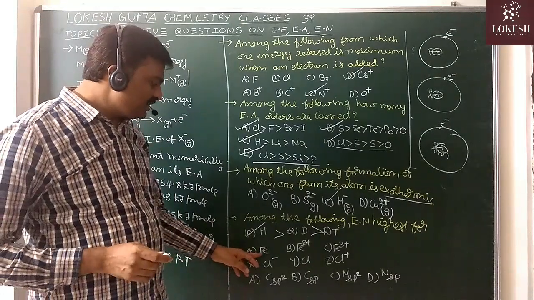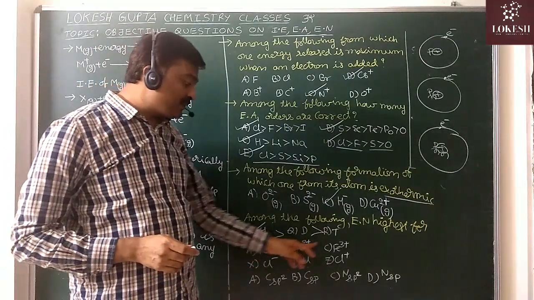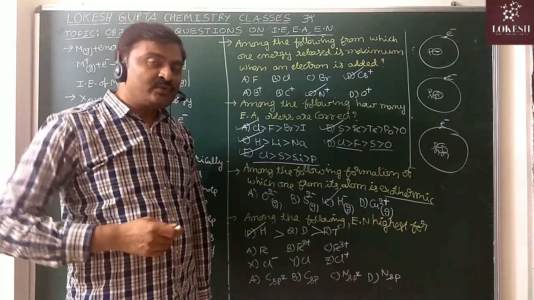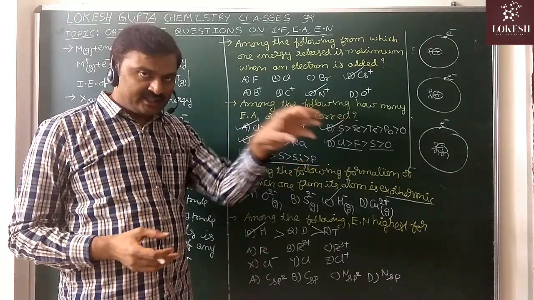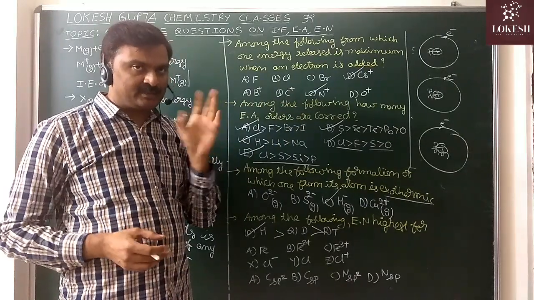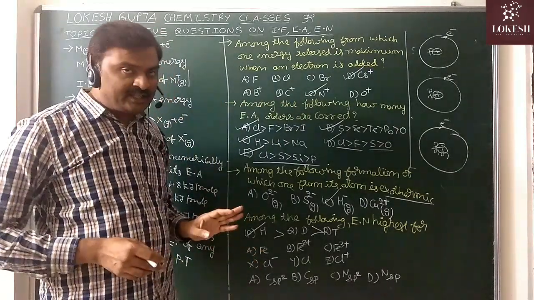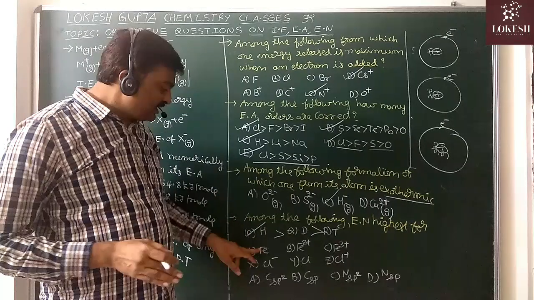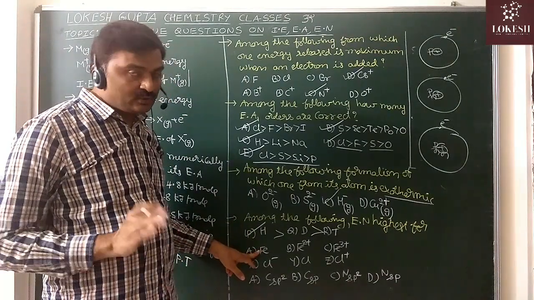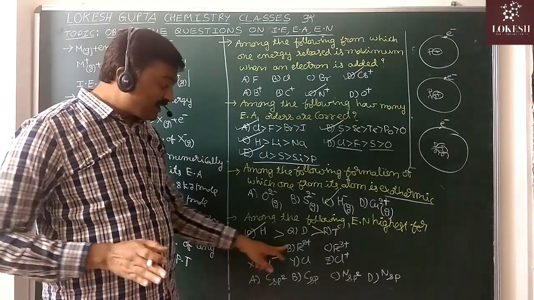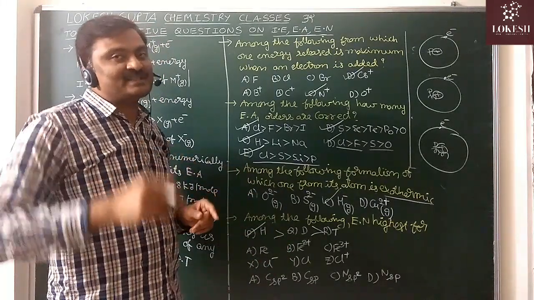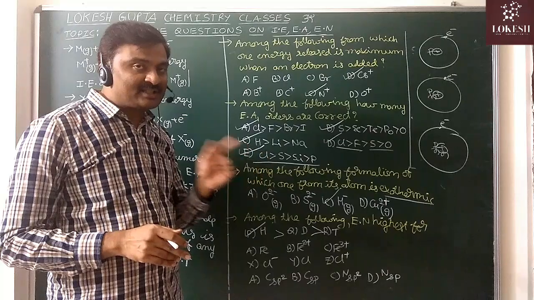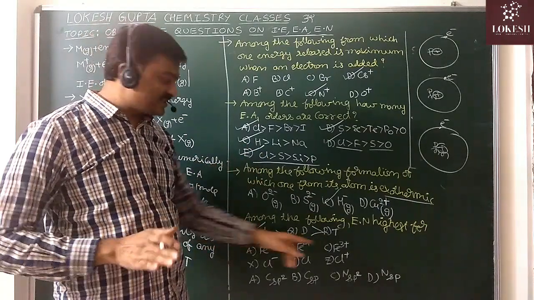Next, iron Fe2 plus, Fe3 plus. For which one is electronegativity highest? Electronegativity is the tendency to attract the bonding electron pair. See, iron atomic number 26. Here 26 electrons, 26 protons. But Fe2 plus, see, how many electrons? 26 minus 2, 24 electrons, but protons 26.